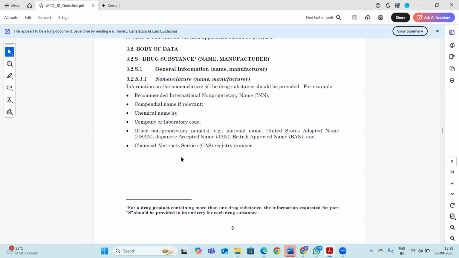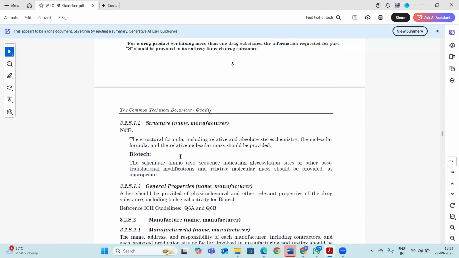Once you've submitted these data in nomenclature, you will then have to submit data related to the structure in 3.2.S.1.2. Here we will submit data related to the structural formula, including relative and absolute stereochemistry, the molecular formula, and the relative molecular mass should be provided for NCE, new chemical entity, and for biotech, the schematic amino acid sequence indicating glycosylation sites or other post-translational modification, and relative molecular mass should be provided as appropriate. So in structure, we are talking about the structure of the NCE or biotech molecule.